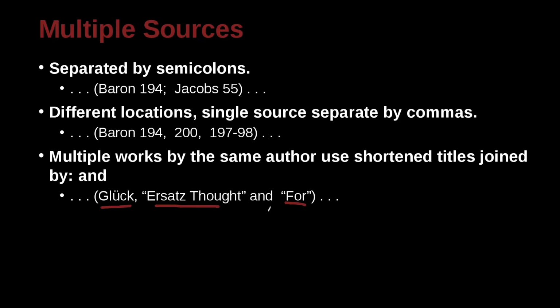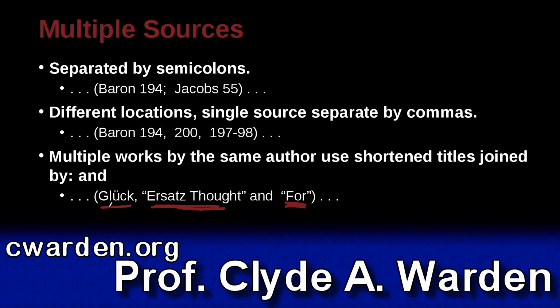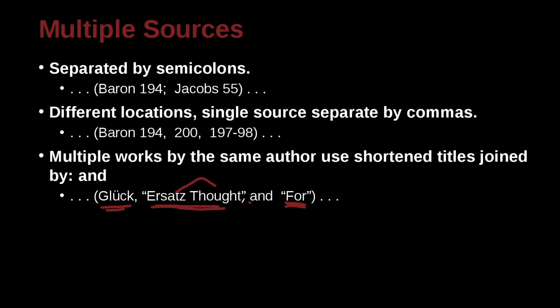In APA, we would use the year, the date. But in MLA, we don't use the date. We use the name of the paper. Now, this is not the whole name of the paper, but what we do is we just use the first or second word to help us see that it's different. So Gluck has one paper called Ersatz Thought, something, something, something. He wrote something more here. And another paper called For something, something, something, something. We don't know what. We need to look at the reference list.